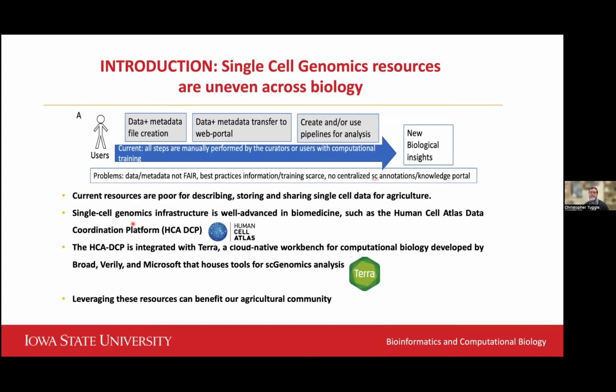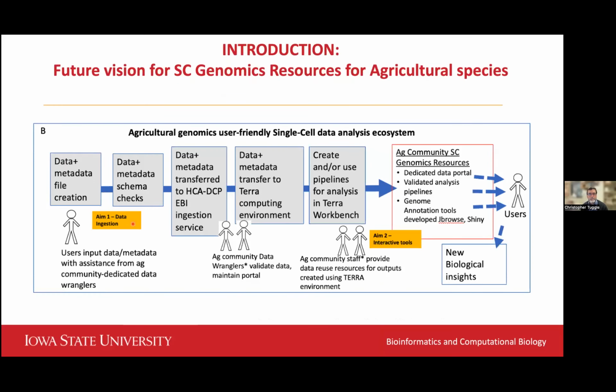So the idea is, can we leverage these resources to benefit the agricultural community? We proposed this and got funding for Muskan to do some work in this area using a pilot scale project level analysis, and try to test ingestion of the agricultural single cell RNA-seq data that we have, and convert it with the processes that Muskan will talk about to transfer it into the HCA DCP using their standards.